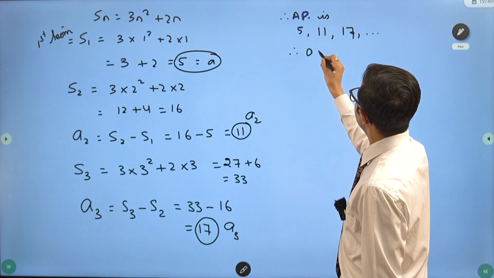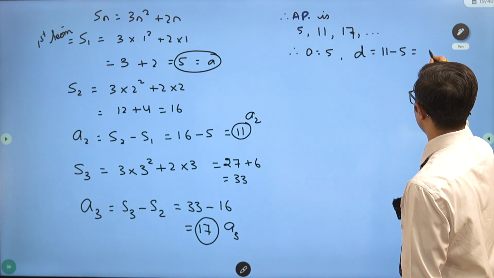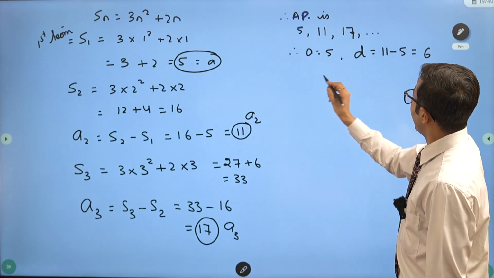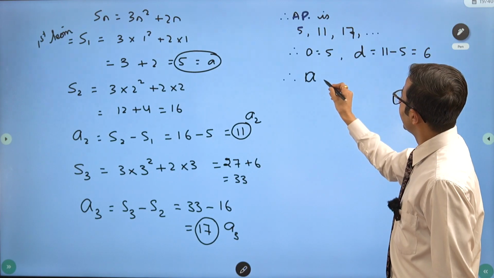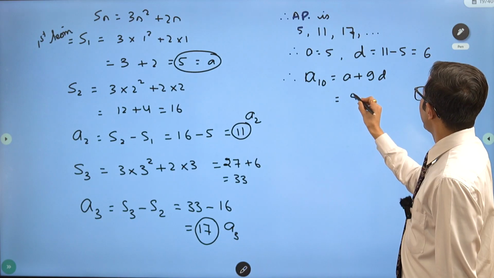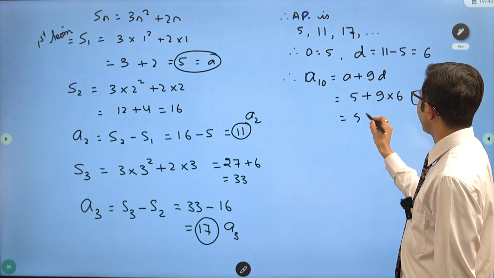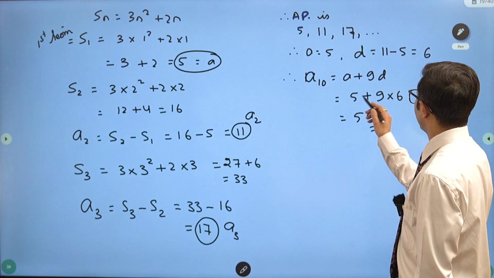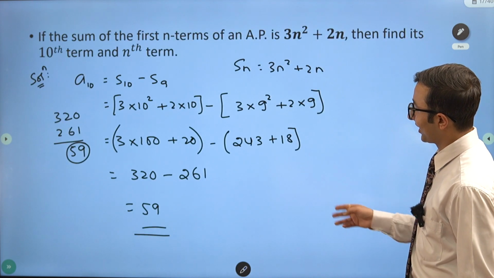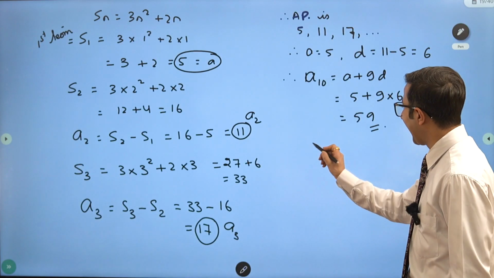So what is the first term? 5. Now to find the common difference, 11 minus 5, which is equal to 6. So we have the first term and the common difference, right? Now what will be the 10th term? 10th term will be A plus 9D, which is equal to 5 plus 9 into 6. 9 6s are 54. 54 plus 5 is 59. Let us check whether that is equal to the previous answer. Yes, that is 59.